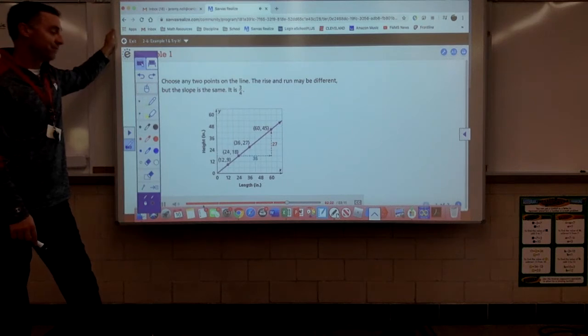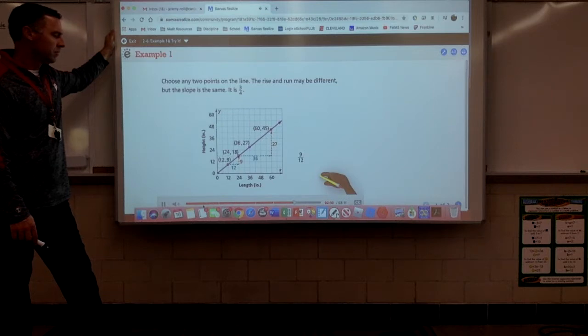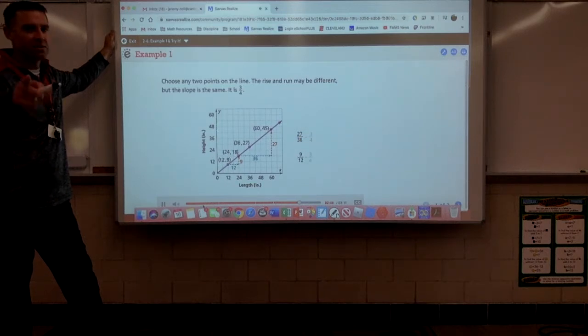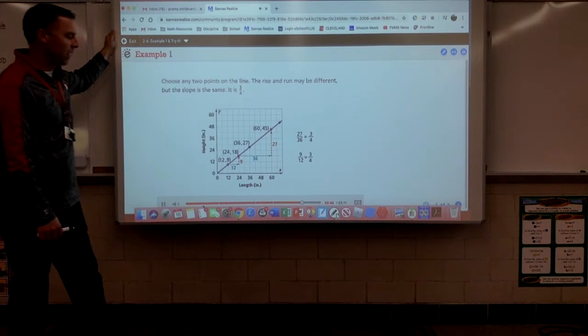For instance, the rise and run from the point 12,9 to the point 24,18 are 9/12. The rise and run from the point 24,18 to the point 36,45 are 27/36. Notice that both times our slope is the same.